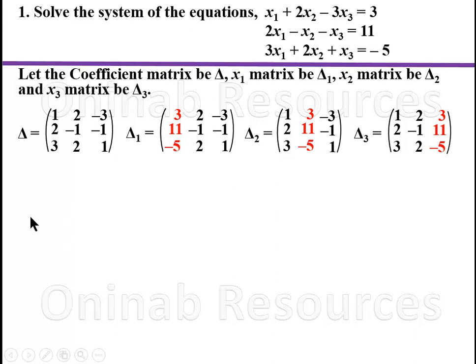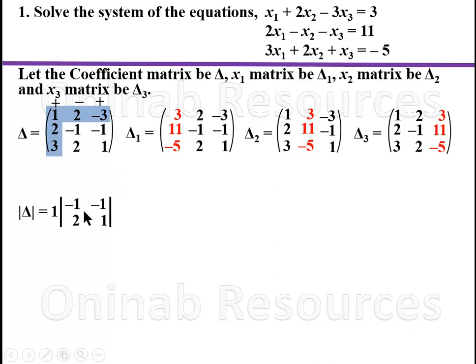So let's go. We start from the determinant of delta. The method of finding the determinant, as shown in our determinant tutorial, is to assign positive to the first column, negative to the second column, and positive to the third column. So we pick the first element in the first column. Since it is positive, we delete the first row and the first column. We are now left with negative 1, negative 1, 2, and 1.